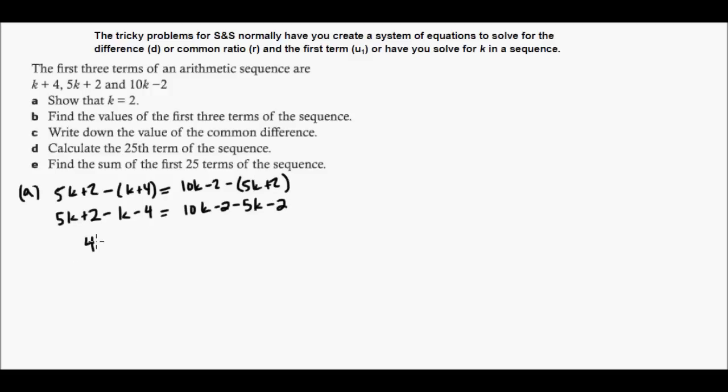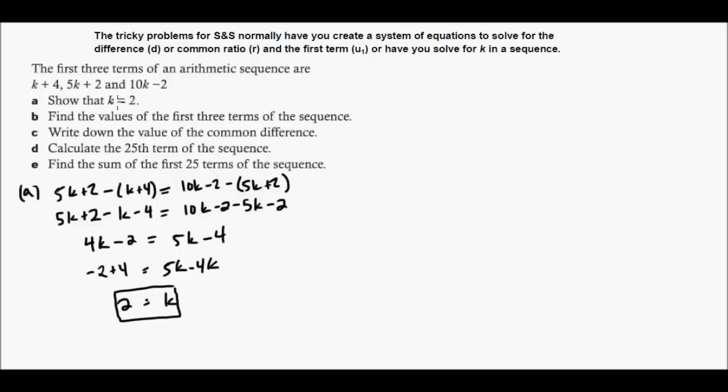Combine like terms here. You get 4k minus 2 equals 5k minus 4. I'll just move this over here and that over there. So I'm going to get 5k minus 4k equals negative 2 plus 4, and then we get k equals 2. So you're going to have to show those steps for ones like that.